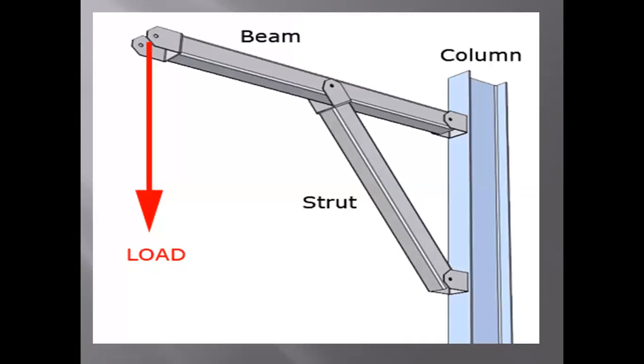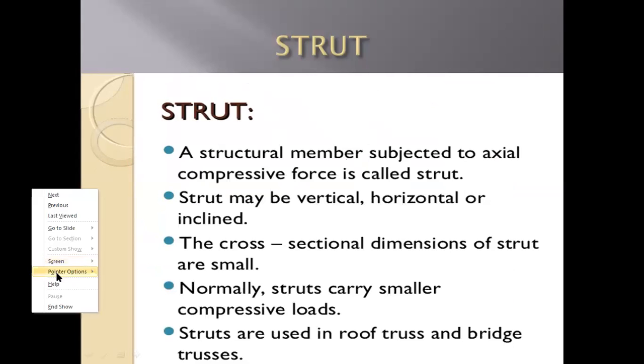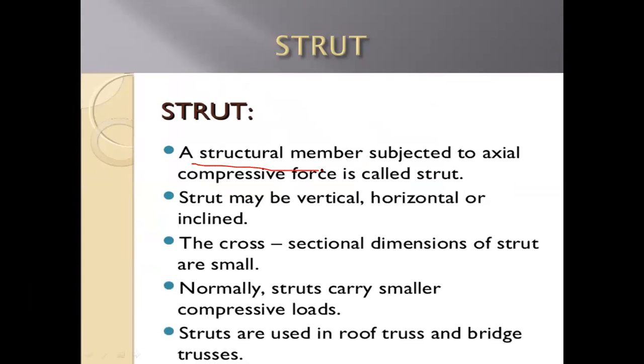Now here you can see the difference between the beam, strut and the column. Column is a vertical member, strut is an inclined member, and beam is a horizontal member, but with loading. If it is a horizontal member with a loading, then we'll call it a beam. Now the definition of strut, you can say like this: it is a structural member subjected to axial compressive force. It may be horizontal, vertical or inclined.